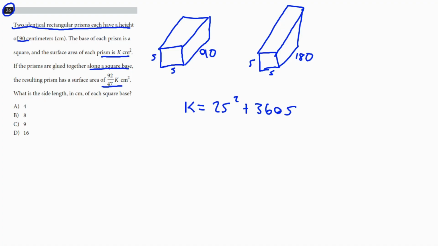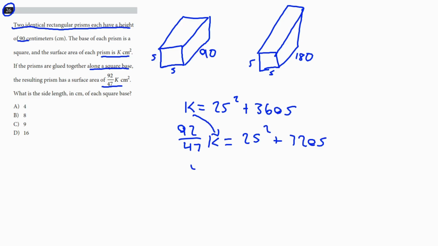And then this big prism is going to do the same thing. So we know that that one's 92 over 47 K. And then this will be 2s squared plus, and it's going to work the same way. Only difference is we do 180s plus another 180s, and then it's the same thing. There's 4 of them. So that'll be 720s.